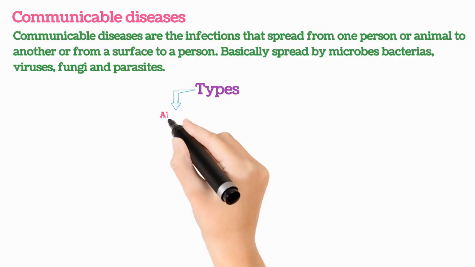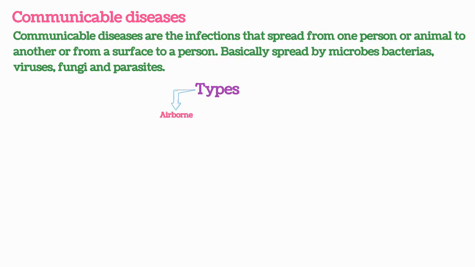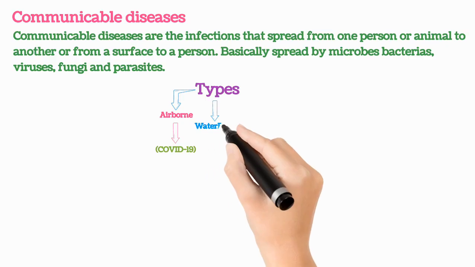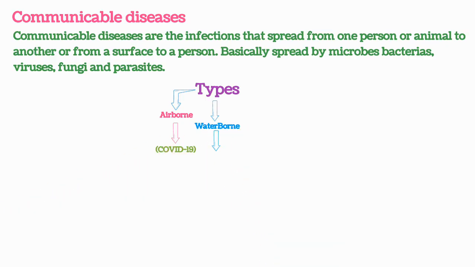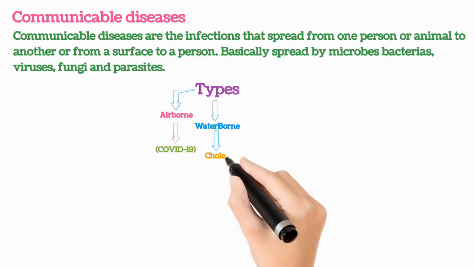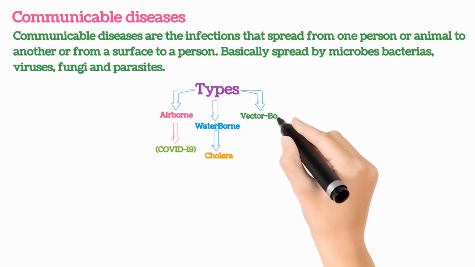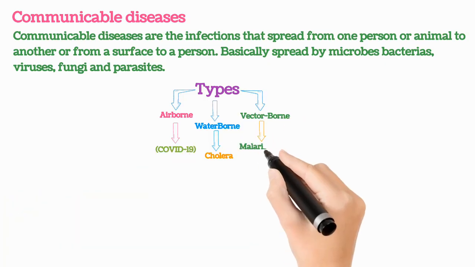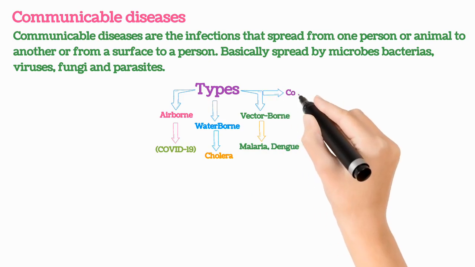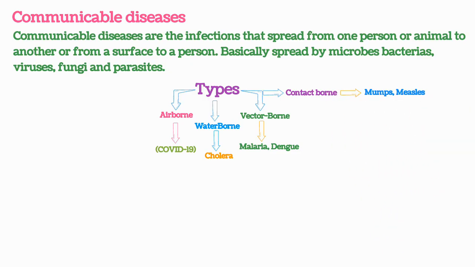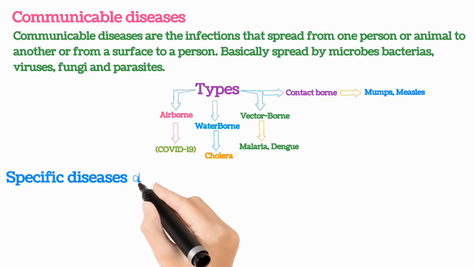So there are many types of communicable diseases, which include airborne, which are majorly the respiratory disorders such as COVID-19. Similarly, the waterborne diseases that are caused due to contaminated water, which include cholera and diarrhea. Then vector-borne diseases that spread through mosquitoes and flies, such as malaria and dengue. And at the last, the contact-borne diseases, which mostly include skin diseases like measles and mumps.